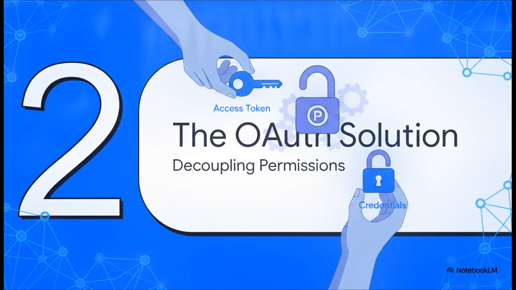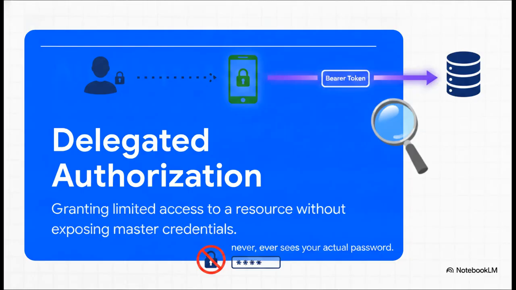Moving on to Section 2. The OAuth solution and decoupling permissions. So, the industry desperately needed a new paradigm. They needed a way to decouple permission management entirely from credential management. And the crucial concept that solves this is delegated authorization. The OAuth solution essentially shifts the central question of a request. Instead of proving who you are by handing over your password, OAuth allows you to delegate specific, highly limited authority. The client application becomes a pure bearer of a token, and it never, ever sees your actual password.